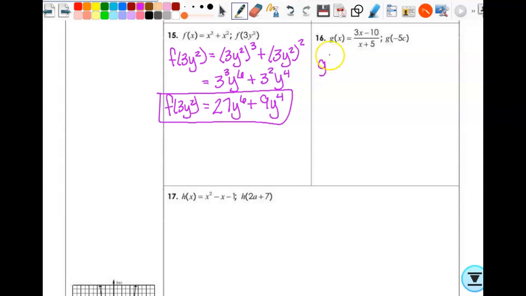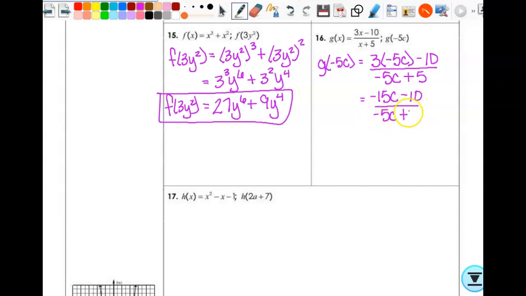All right, so let's look at 16. I want g of negative 5c. That's equal to, I'm just substituting it in, 3 times negative 5c minus 10 over negative 5c plus 5. So I'm going to clean up the numerator. It's going to give me negative 15c minus 10 over negative 5c plus 5.